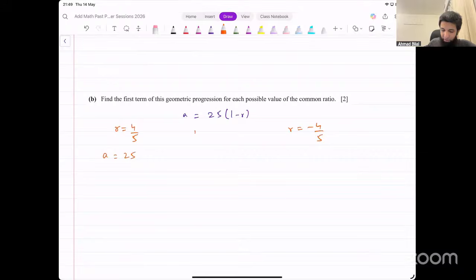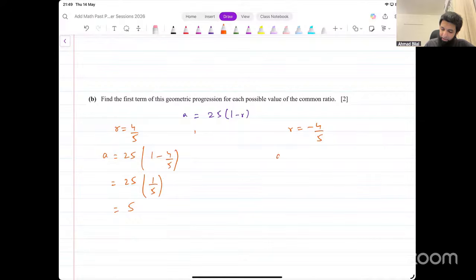Again, without calculator, you have to be careful. 1 minus 4 over 5. What does that give us? 1 minus 4 over 5, that will become minus 1 over 5, right? Sorry, plus 1 over 5. 1 over 5 into 25, that will be 5. Okay, if you can do it directly, you can do it. But just make sure that you're not making any careless mistakes. So it's actually a good idea to just write it down. 1 minus 4 over 5, 5 minus 4, that will become 1, right? So 1 over 5, and that gives you 5. Okay, that's the first term.